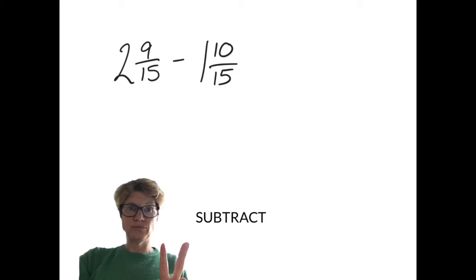Here though, we've got a slight problem because although I can do 2 take away 1 for my whole numbers, I can't do 9/15 take away 10/15. So I'm going to exchange one of my wholes for 15/15. So instead of 9/15, if I add another 15, I've now got 24/15. So my calculation now is 1 and 24/15 subtract 1 and 10/15.